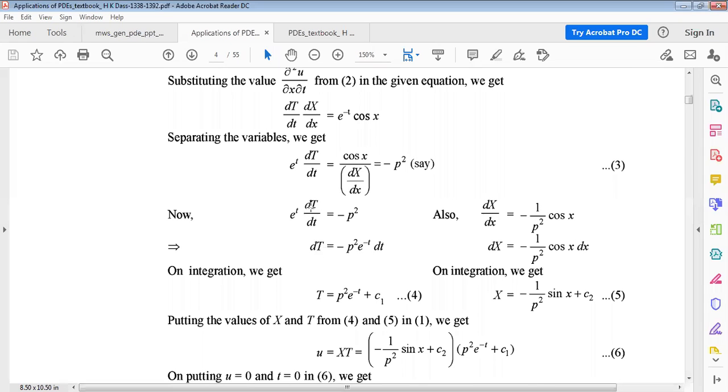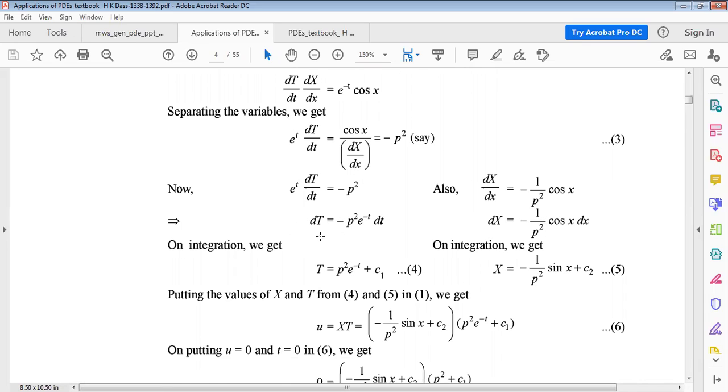So just solving, dt equals to what will be? Minus p square into e to the power minus t, and this can be written as dx equals to what? This multiplied by a small dx. Now on integrating on both sides, capital T equals to what will be? P square e to the power x formula, e to the power x.